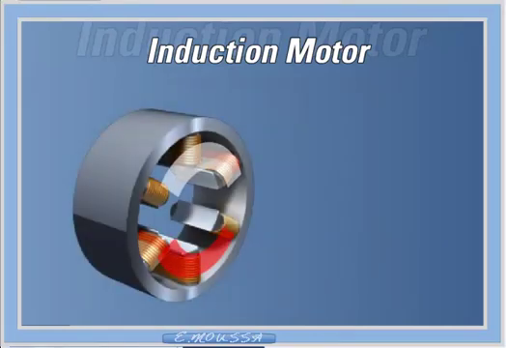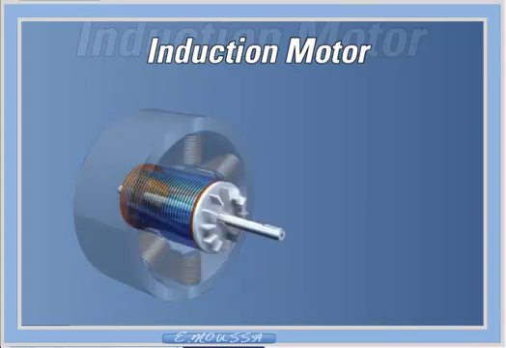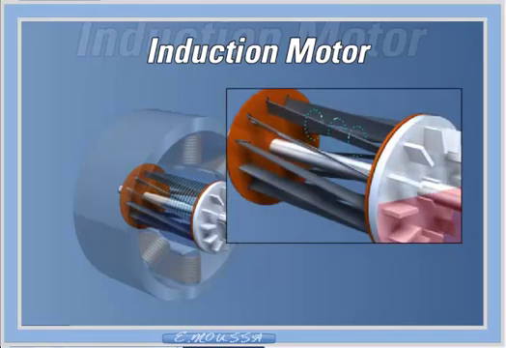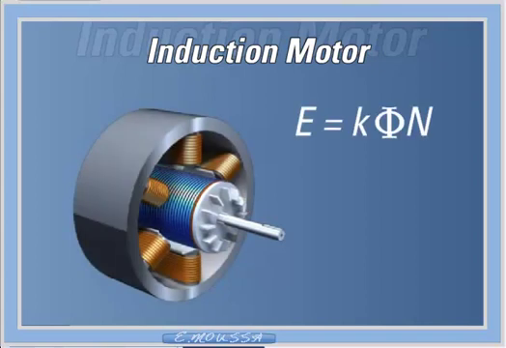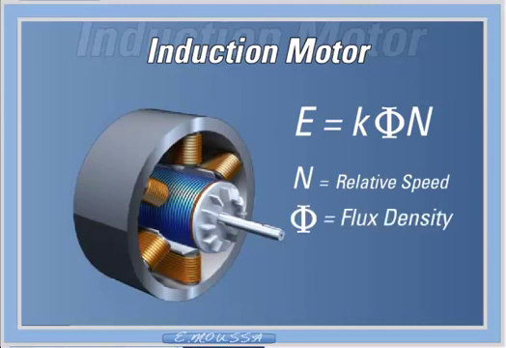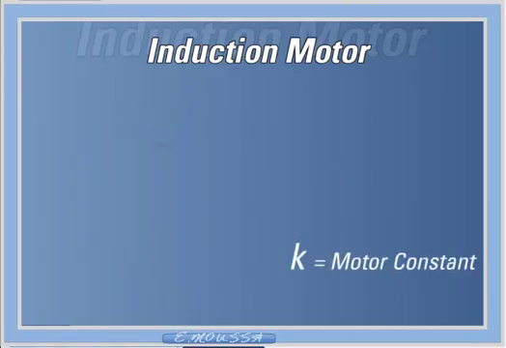Once again, when power is applied to the stator, current flows through the windings and causes the expanding and contracting rotating stator field. This field cuts through the rotor bars, inducing a voltage, and hence a current in the rotor bars. The magnitude of the induced voltage, E, and hence rotor field strength, is determined by the equation E equals K phi N, where N is the relative speed that the stator field is cutting the rotor bars, phi is the flux density, and K is the motor constant.